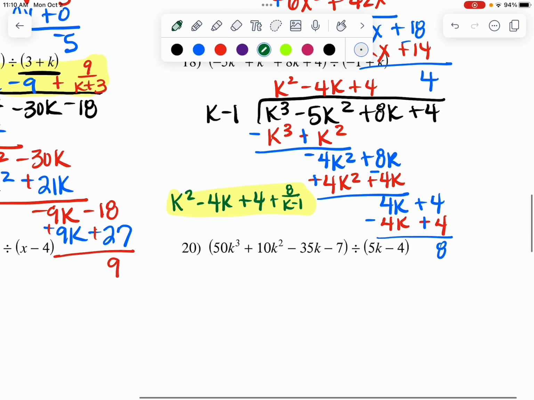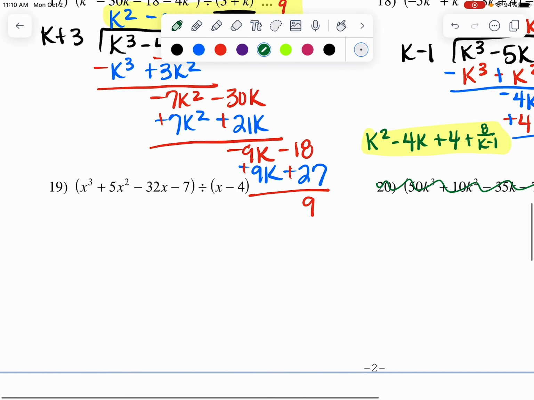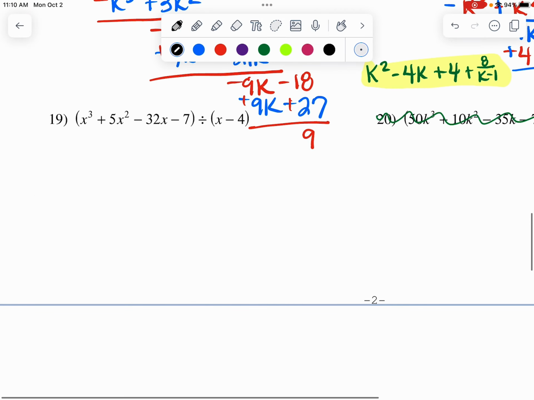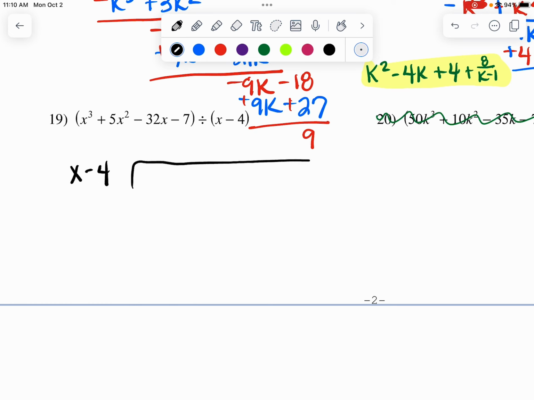I'm going to go ahead and tell you I'm not doing 20. Because again, there's a k in front. All right, and then 19. I've got plenty of room now. Here we go. x minus 4 goes into x to the third plus 5x squared minus 32x minus 7.